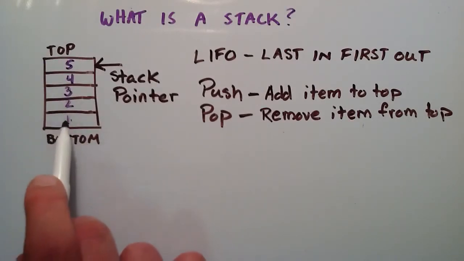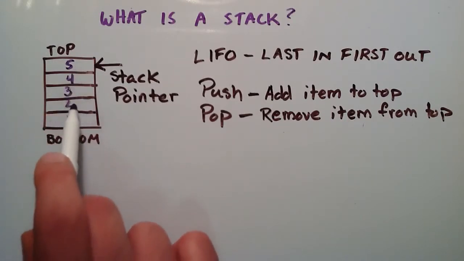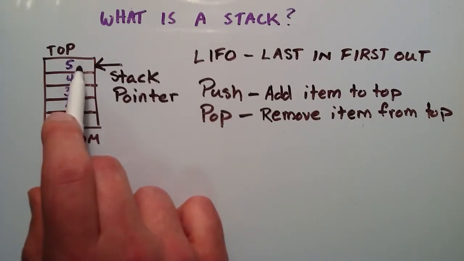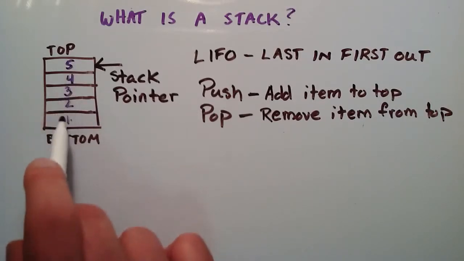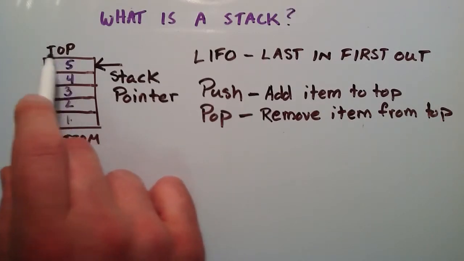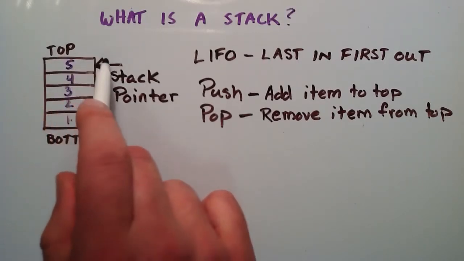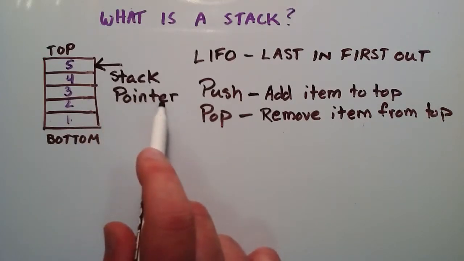Basically what we have here is 5 different items, and you can think of these as 5 different nodes. Each node contains some data in it, and they're just stacked on top of one another. At the very top of the stack, the top item is being pointed to by a pointer that we call the stack pointer.